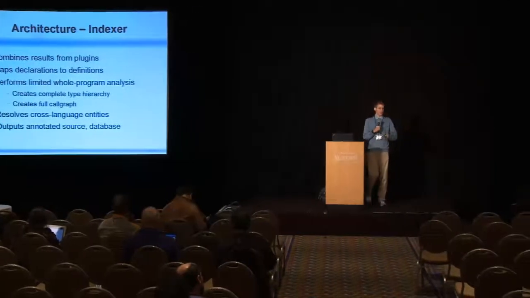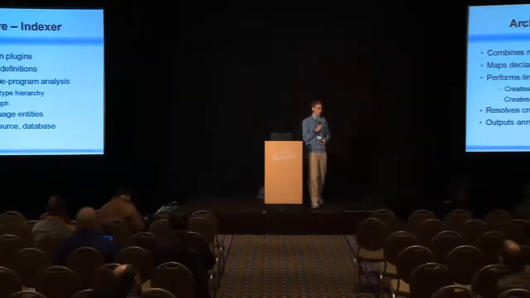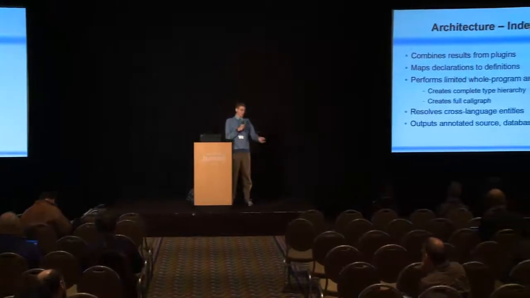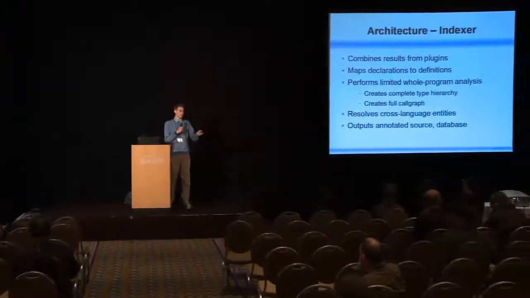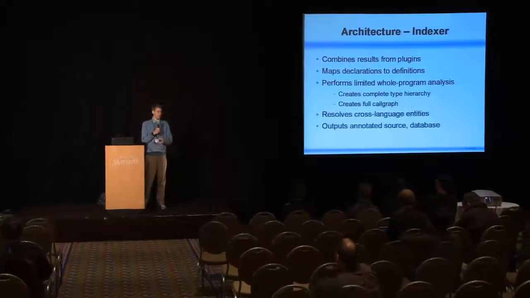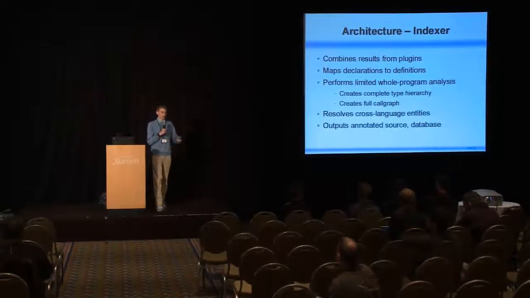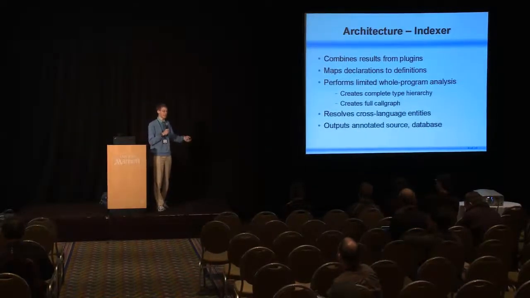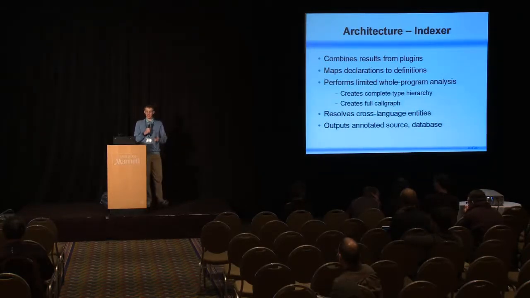Also, we need to create the complete call graph. And to create the complete call graph, we need to know what all the possible virtual method implementations are for any method. The way we do that is we again need the complete type hierarchy. We need to know which methods can implement any given virtual method. So we have to do that, again, at this final compile time.